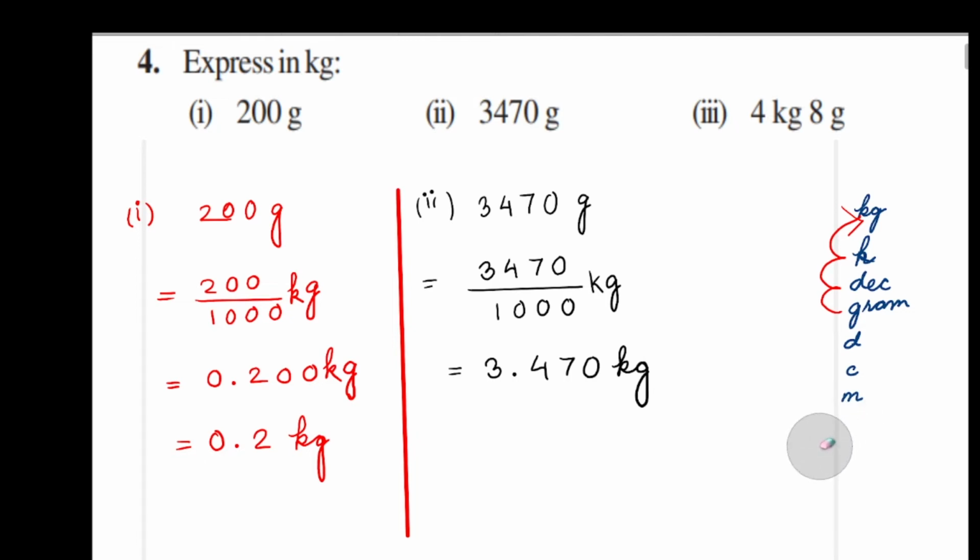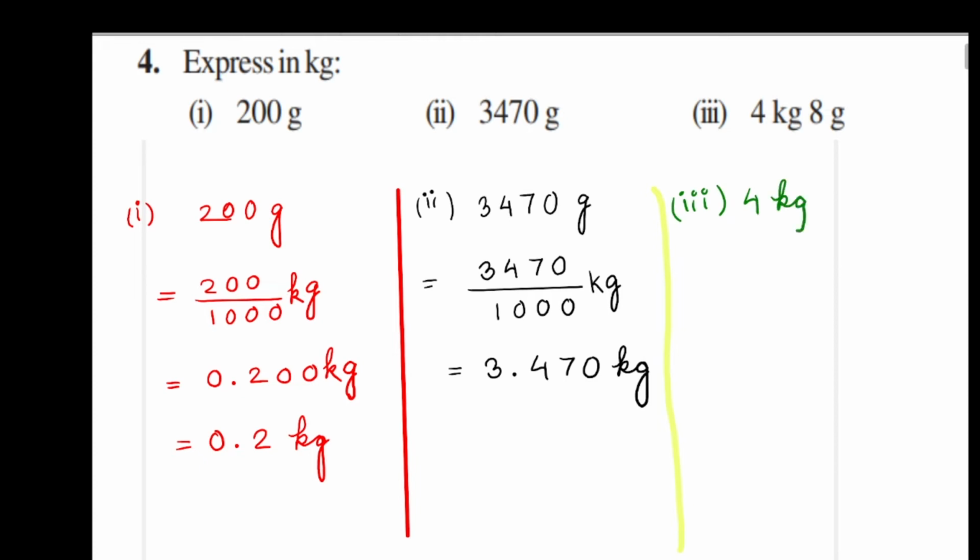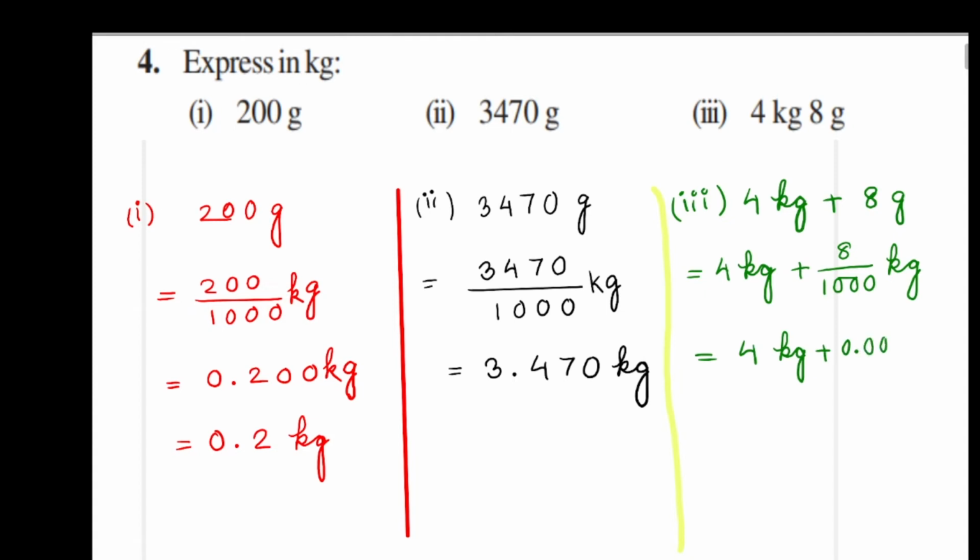Okay, for that I will rub this table, same process only. Question number 3, 4 kg plus 8 gram. Already this is in kg, 4 kg. To convert gram into kg, we have to divide it by what? 1000. Then it will be converted into kg. So it is 4 kg plus 0.008 kg. So when we will combine both the numbers, it will be 4.008 kg. This is the correct answer.